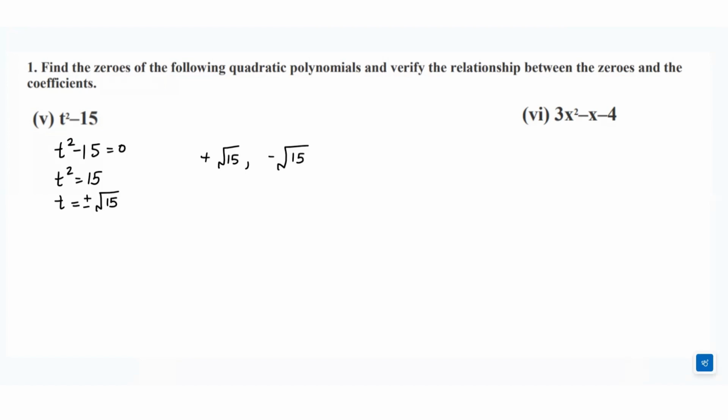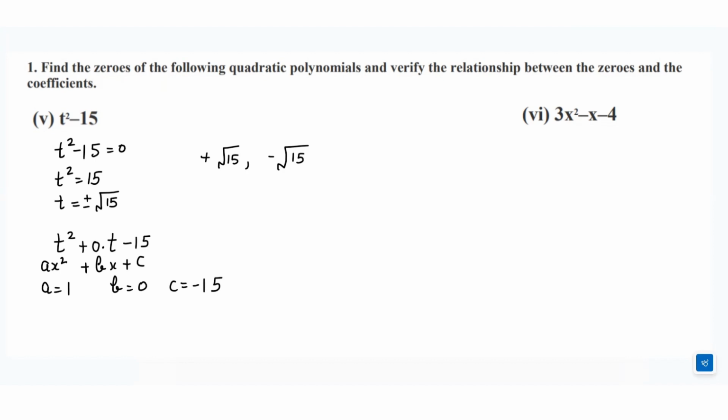Now, if I have to find the values of a, b, and c, I have to compare this equation. In this equation, we don't have any value for b, so we write 0 multiplied by t, which is equal to 0 minus 15. When I compare this equation with ax square plus bx plus c, I get the value of a as 1, b as 0, and c as minus 15.